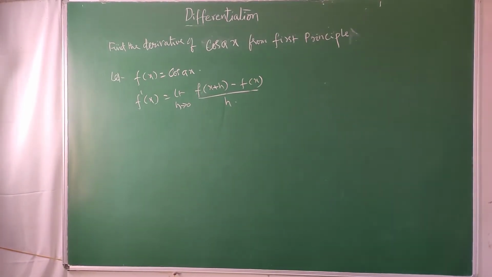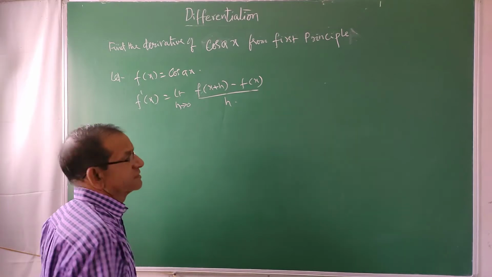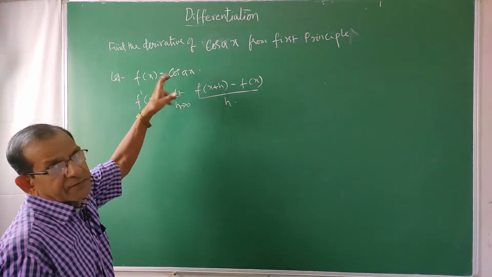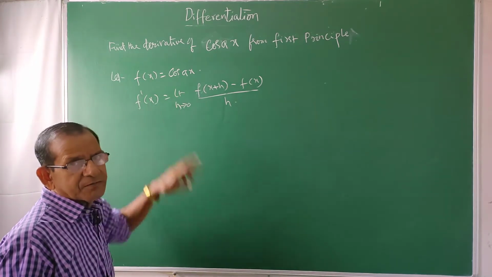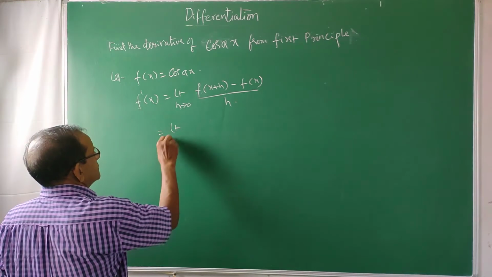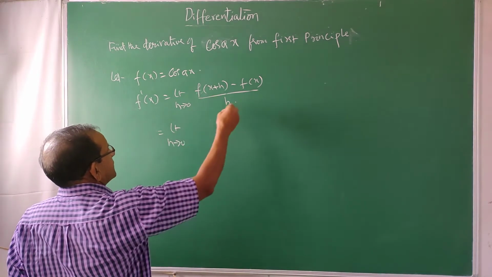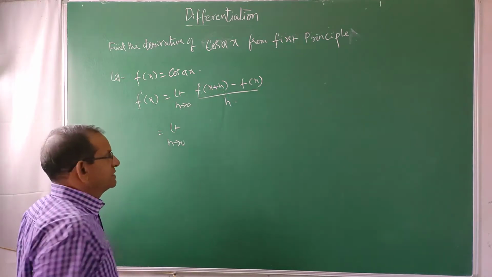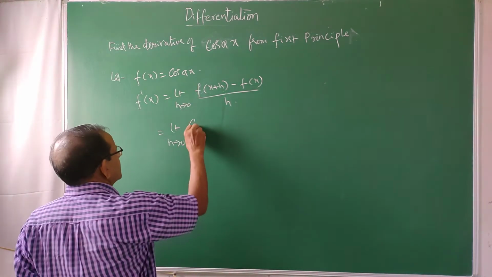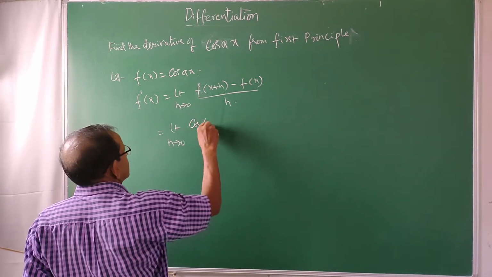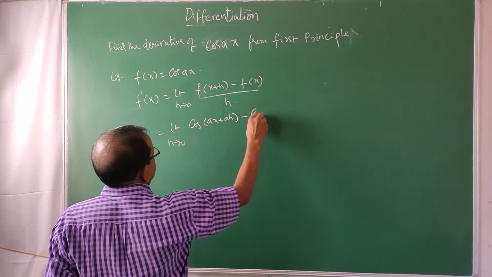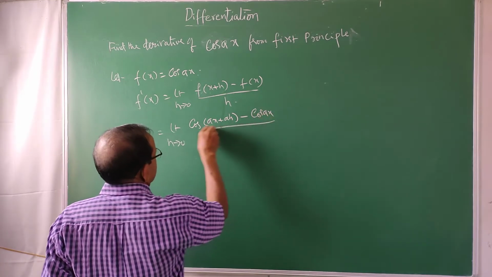Now I have to find the derivative of cos ax from the first principle. Now take f(x) as cos ax. This is the formula for the derivative from first principle. Now I have to substitute the values of f(x plus h) and f(x). f(x plus h), in place of x you have to write x plus h, cos a into x plus h, that is ax plus ah, minus f(x) means cos ax, by h.